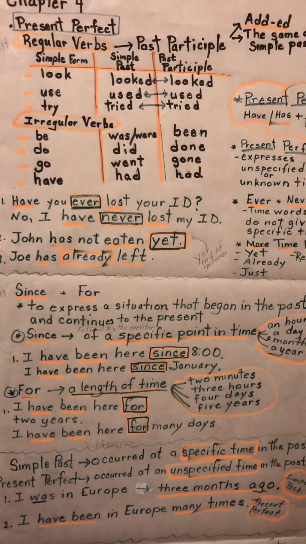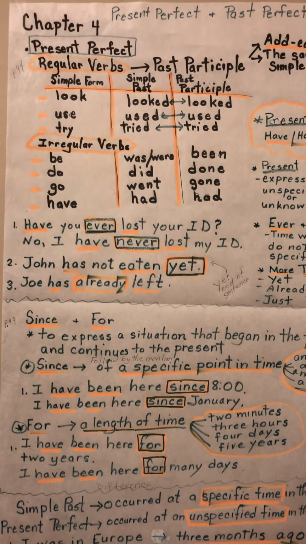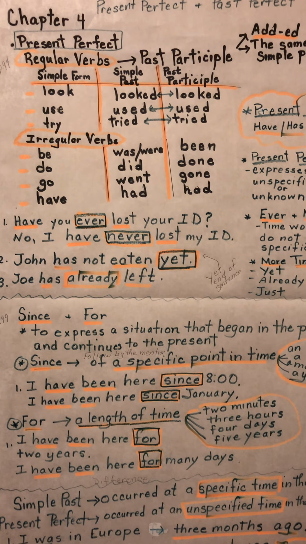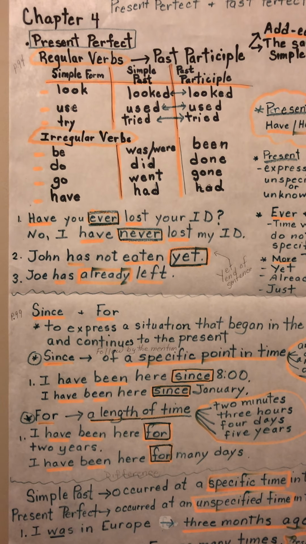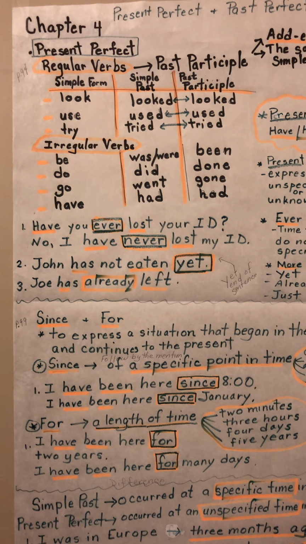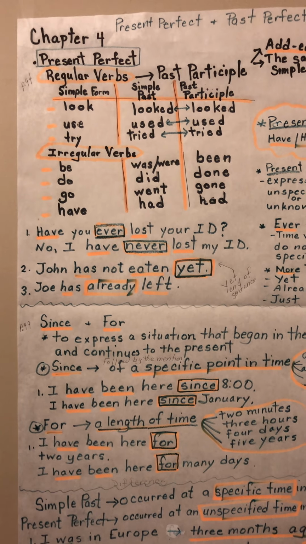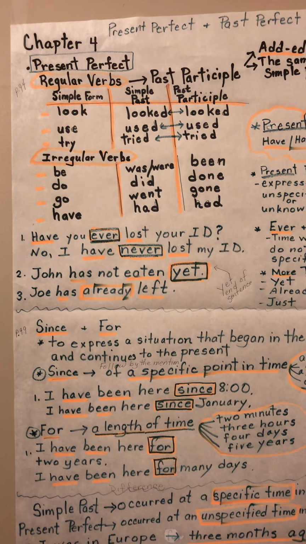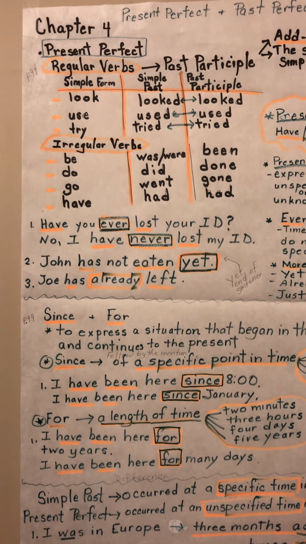Now, we need to study the irregular verbs. Look at the first one, be. So the simple past is was or were. The past participle is been. Do. Past, did. Past participle, done. Go, went, gone. Have, had, and had.